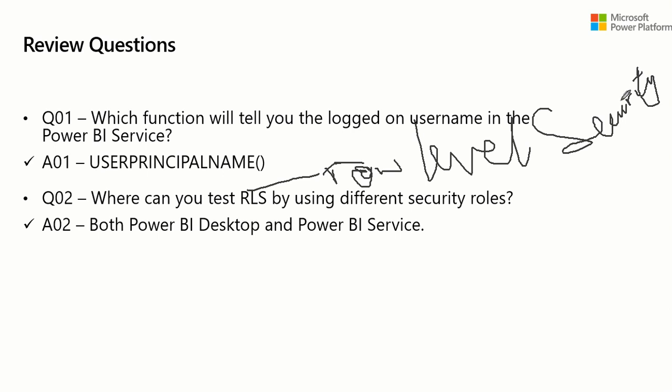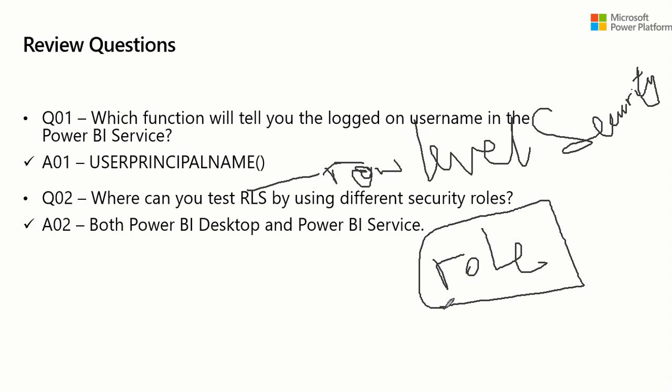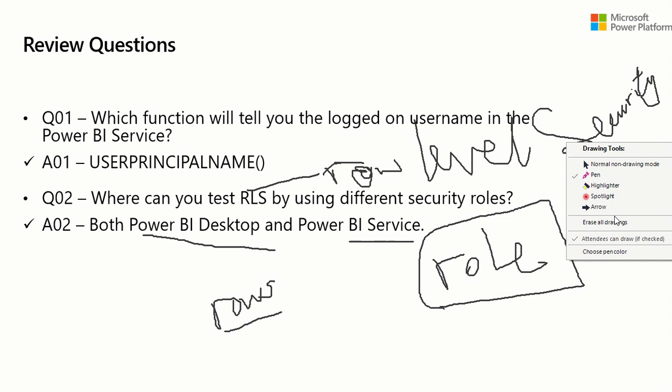will depend on the particular role that user is assigned. If the user is not assigned the appropriate role, the user cannot see certain rows of data. It depends on the role a user is assigned that will determine the data he can see. So we can test our row level security in both Power BI Desktop and Power BI service, both the cloud and the on-premise Power BI.